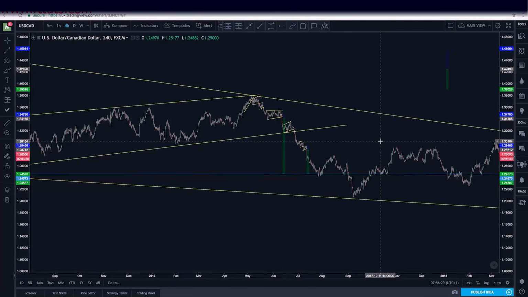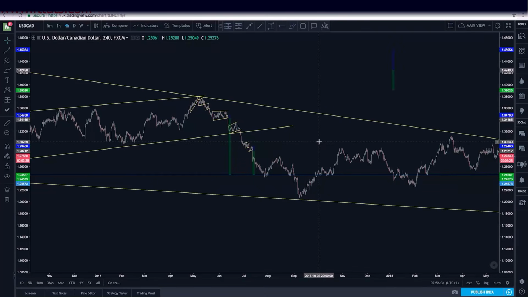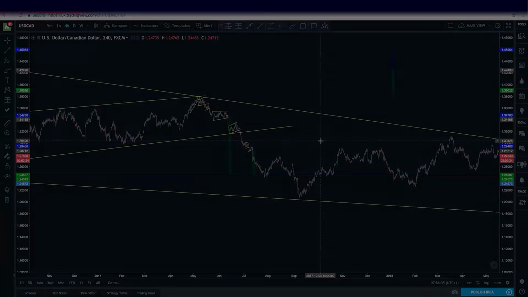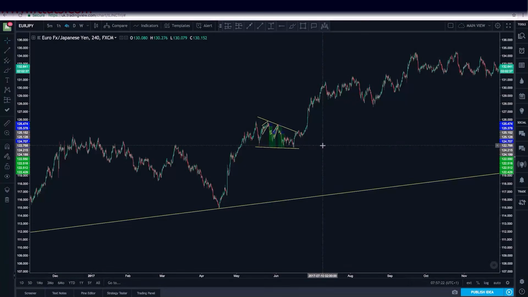But what I want to do now is show you a couple more risk entry style positions. So let's take a look at a couple more. So here we have the euro over the Japanese yen. Let's take a look at the current structure.